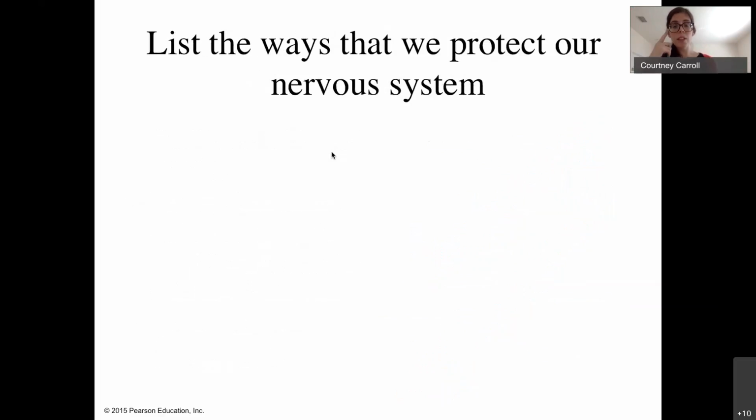Okay. So again, you need to think about those 4 ways we talked about that we protect our nervous system. We have bones, we have meninges, we've got cerebral spinal fluid, we've got the blood-brain barrier. And then you need to think about why it's so important that we protect our central nervous system. It's got a crucial role as that integration center, it's got a high energy demand, and they're post-mitotic. So they're not going to divide, they're very delicate. They need all of these layers of protection.